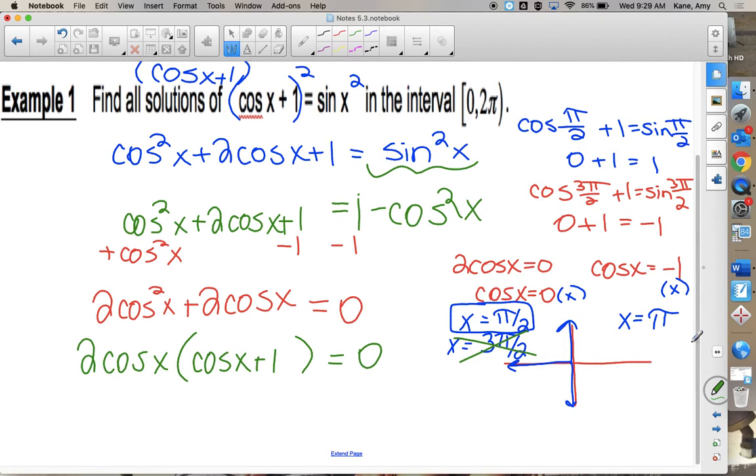And then do one more time, plug in pi. So cosine pi, sine pi. So the cosine of pi is already your answer. That was -1. -1 plus 1. The sine of pi is 0. Does -1 plus 1 equal 0? Yes. That's also a solution. So I got one extraneous solution. And that was the angle of 3 pi over 2.